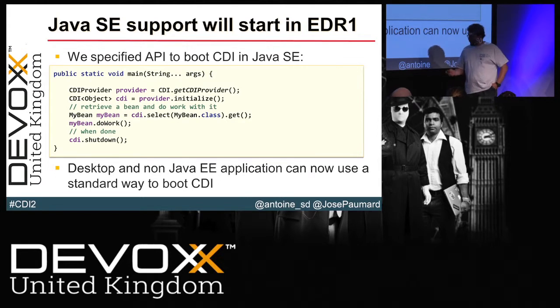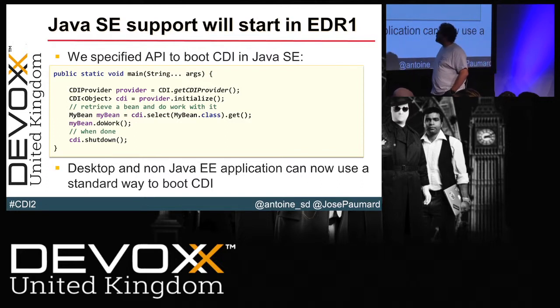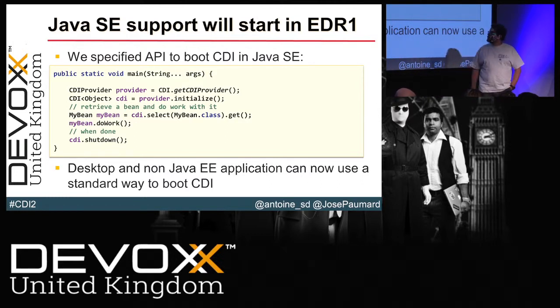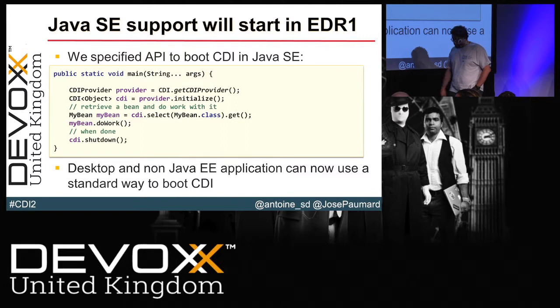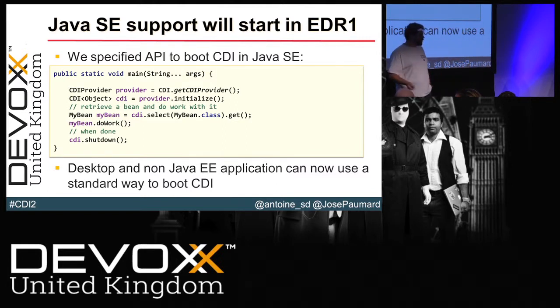We use already existing classes in CDI, the CDIProvider and the CDI interface. So we are using the service loader from Java SE, introduced in Java SE 6, to get a provider. And with this CDI provider, we can initialize a container. This initialization returns a handler on the CDI container, with the CDI object you see there. The CDI object will be used after that to request beans on the container from their type, from their qualifier, and so on.